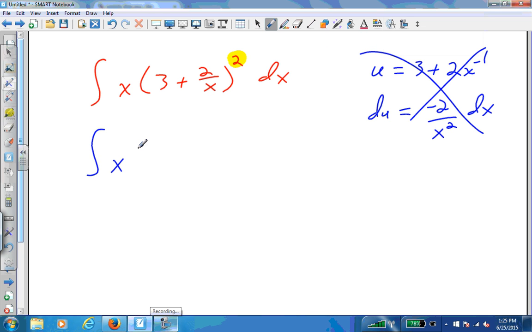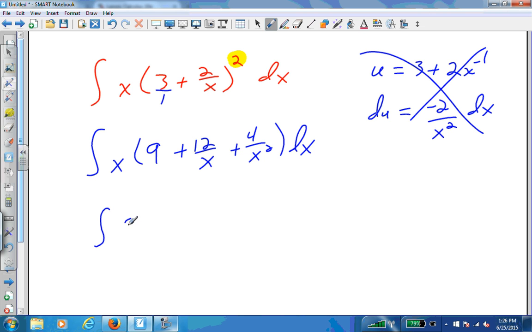So we have an x out front. If we square that, we could either write it twice and distribute, or the shortcut for squaring a binomial is to square the first. Take the product of these and double it, so 3 times 2, that's 6 over x, so double that, and you get 12 over x. The second one squared is 2 squared over x squared. Distribute the x times 9, x times 12 over x, so the x's cancel. X times 4 over x squared. So x on top and x on bottom cancel.